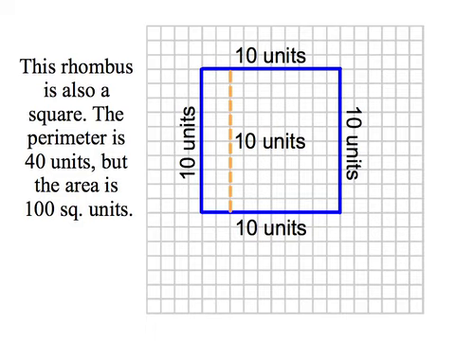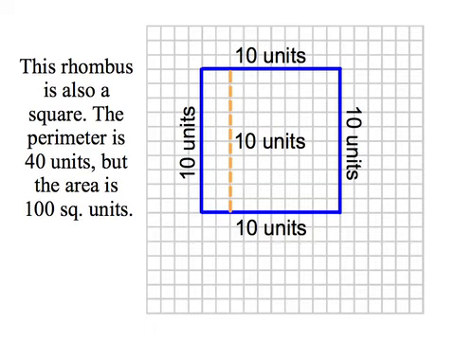Now we've rearranged the sides. We still have 4 sides that are all 10 units long, but we've rearranged them on the grid so that all of the angles are right angles. So, of course, we have a square. We know that the area of the square would be 10 times 10.